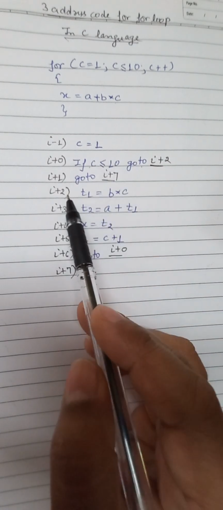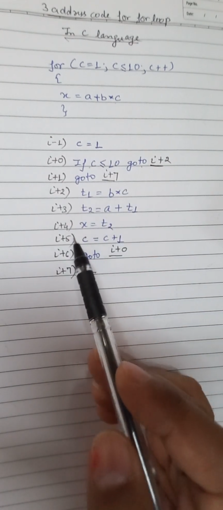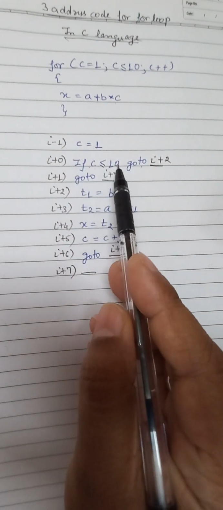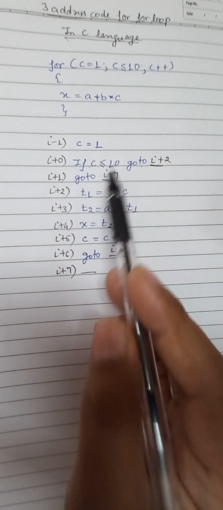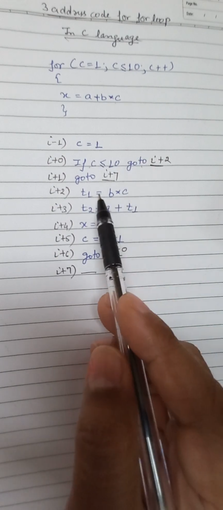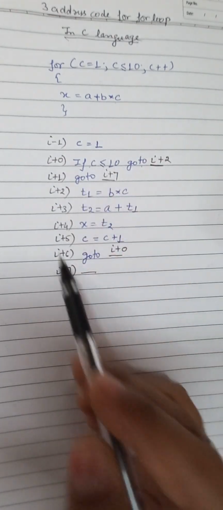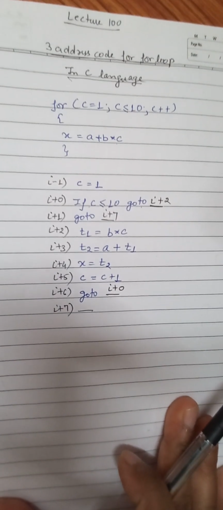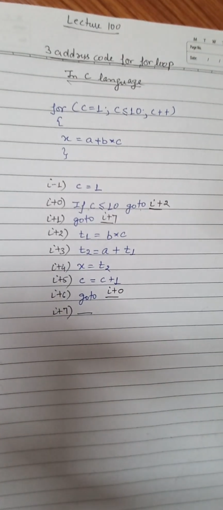If the condition is true, then it will start from I plus 2, I plus 3, I plus 4, I plus 5, I plus 6, and again it will go to I plus 0 to cross check whether the condition is true or false. If it is false, then I plus 7. If it is true, then again I plus 2. In that way, it will go on and on. So this is the code, or we can say the 3 address code, for a loop in C language.